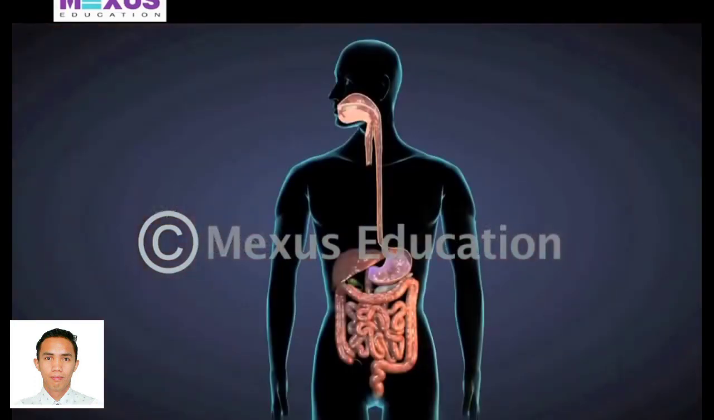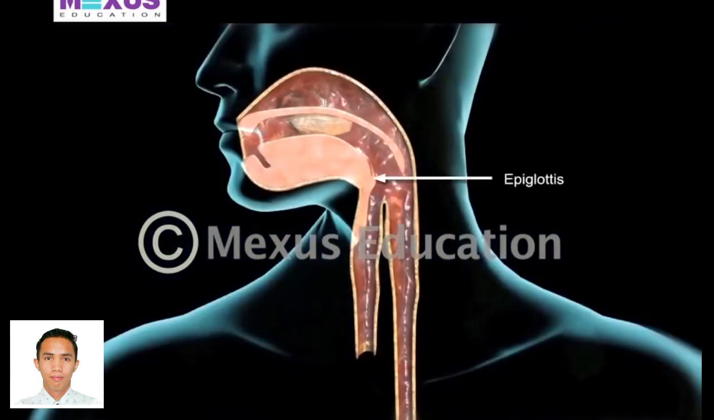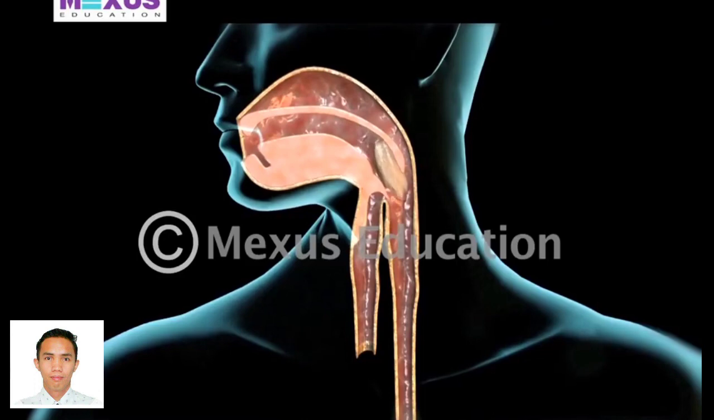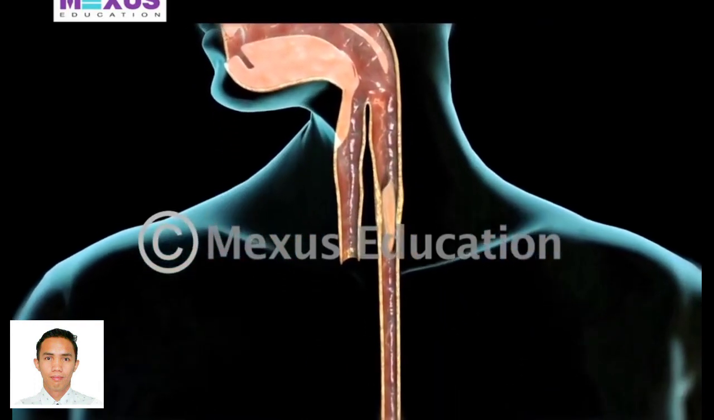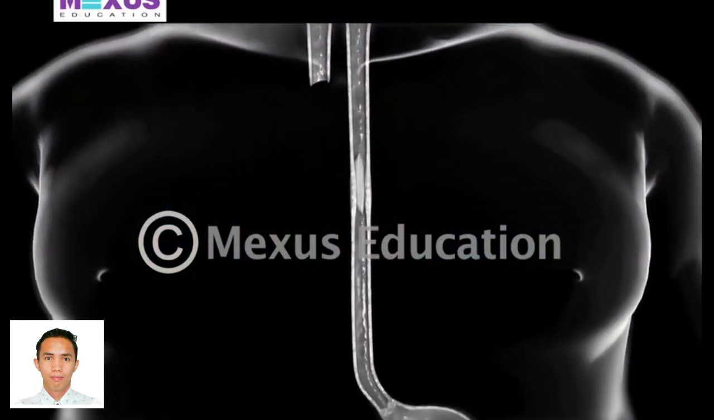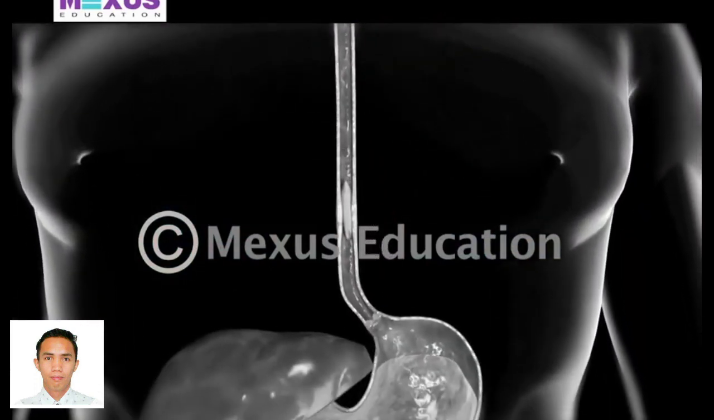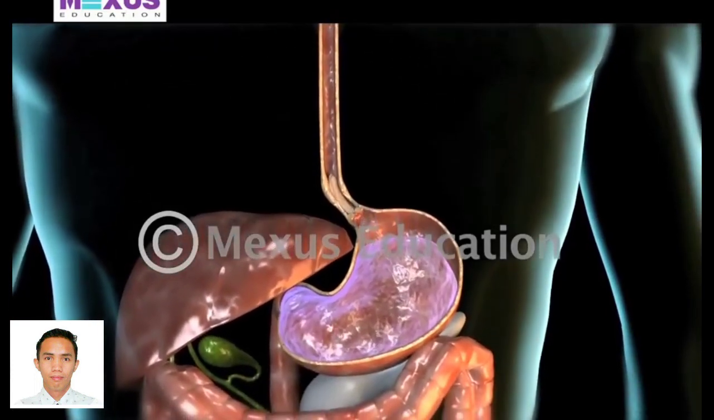The food is pushed to the back of the pharynx and travels down a pipe known as the esophagus. During this time, a flap known as the epiglottis covers the opening of the windpipe and prevents the food from entering the trachea. Movement of the food occurs due to a wave-like contraction known as peristalsis.